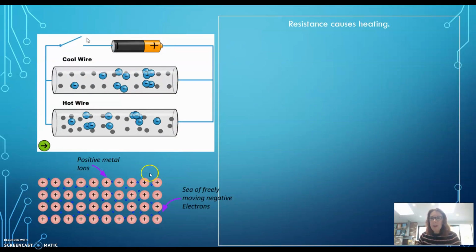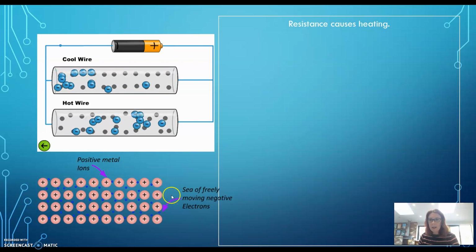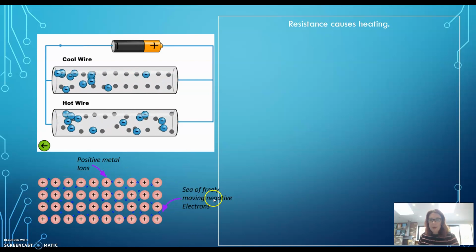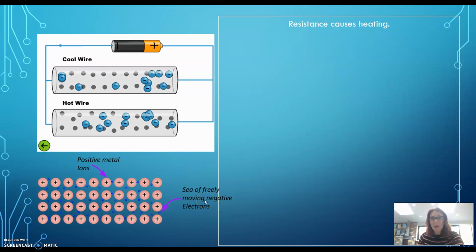So looking back at this picture, or this GIF that we had before, you can see here a static version where you've got the positive metal ions and then the sea of freely moving negative electrons. It's called a sea because there's a lot of them. Okay.